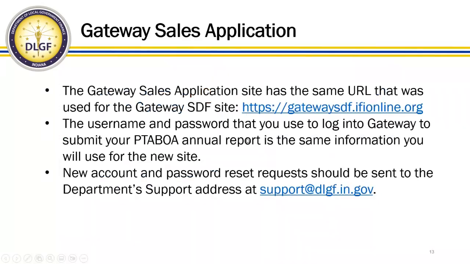I'm going to skip to the next slide, my notes slide, to give you a visual of the URL address for the site itself. That's listed right here under this first bullet point, this link that's listed in blue. That's the Gateway Sales Application site where all of these uploads are going to occur. It has the same URL that was used previously, prior to our big enhancement of this new site back in 2021. The username and password that you put in to log into Gateway just to submit your PTBOA should be the exact same. It's the one-stop shop is what we were trying to get with the Gateway application, so you shouldn't need a different username or password for it.